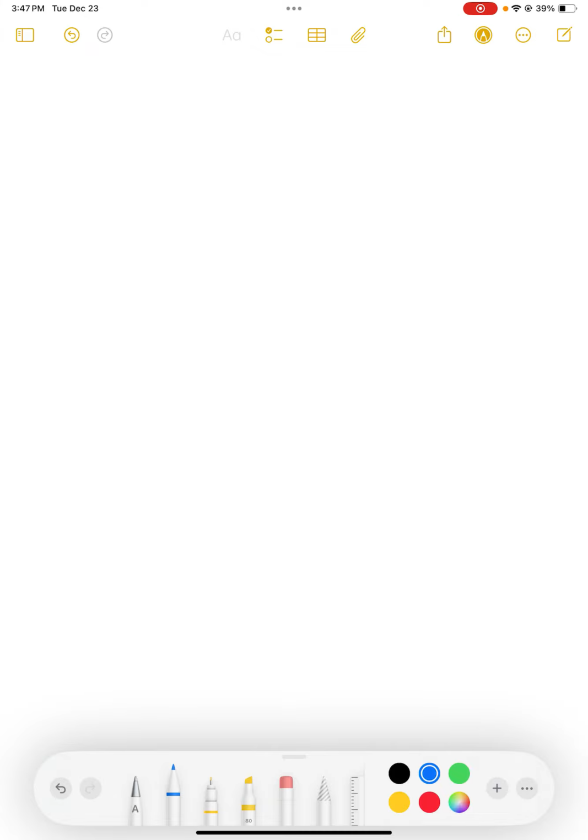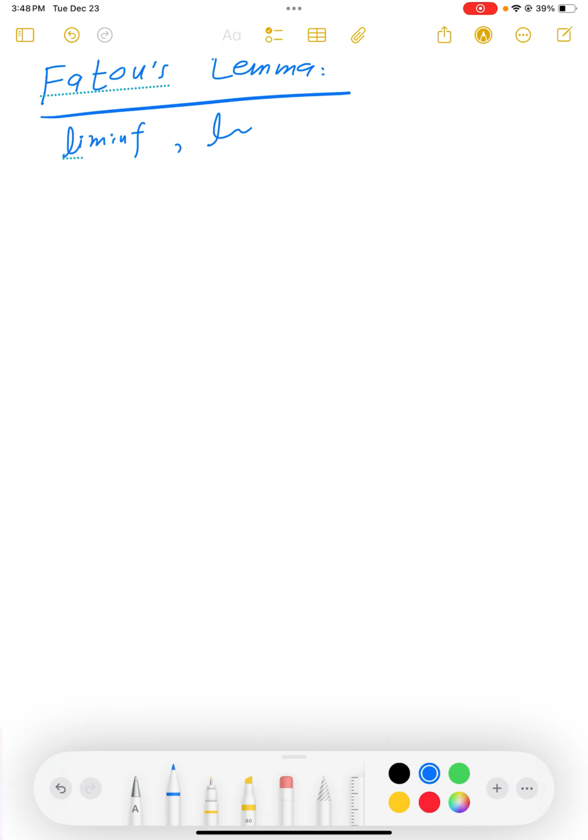So today our topic is Fatou's lemma. Very important. Okay, Fatou's lemma. But before stating or proving this theorem, we are going to talk about lim inf and lim sup. So lim inf and lim sup, particularly lim inf.